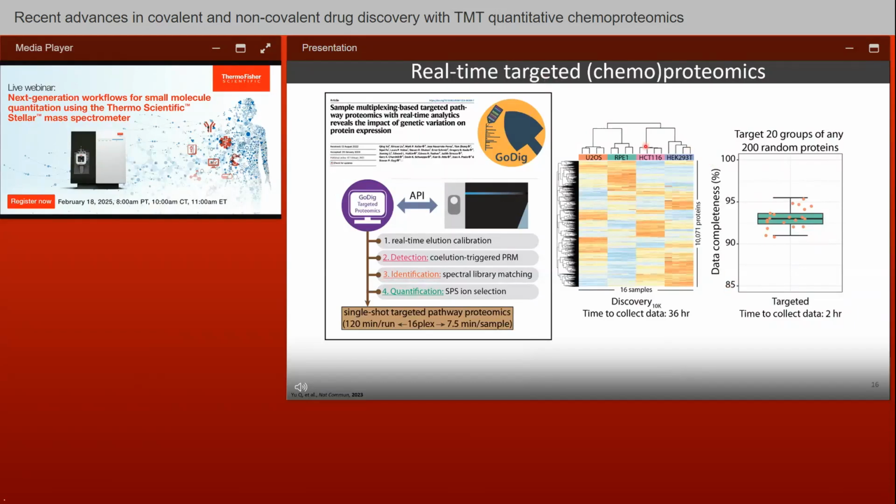So this was a benchmark experiment we published where we spent 36 hours to measure 10,000 expressed proteins in these 4 human cell lines, right? And then we randomly picked 20 groups of 200 proteins, put them on the target list for GODIC, and went after them with 2-hour measurements. At the end, we are able to show that we can measure 94% of these target proteins no matter what the targets are. So we think this really has great potential for enabling large-scale compound screening without missing all the critical information I just mentioned.